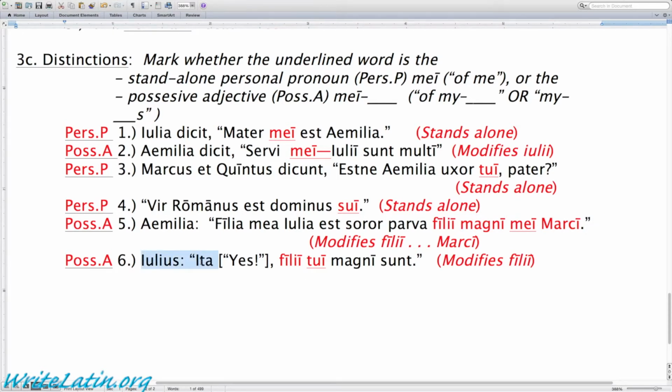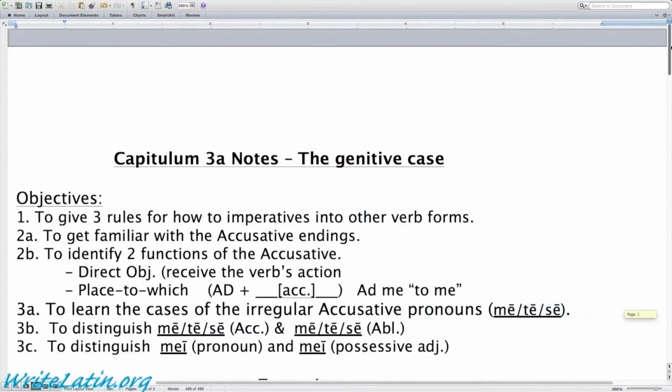And number 6, Julia says, yes, your sons are big. Magni sunt. Your modifies filii. We could put a dash between them. So there we go. All right, so hopefully you've accomplished the objectives.